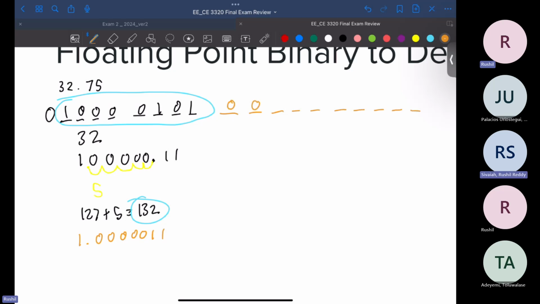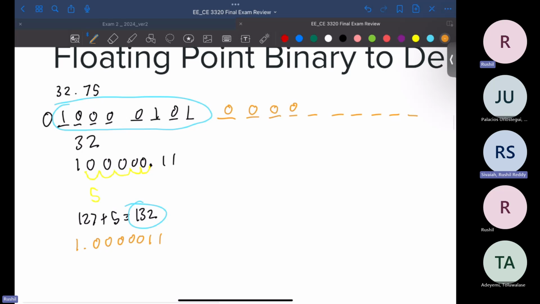So 0.000011, and then we just trail the zeros. Oh, okay. I get it. It's just tedious. It's not hard, it's just tedious.